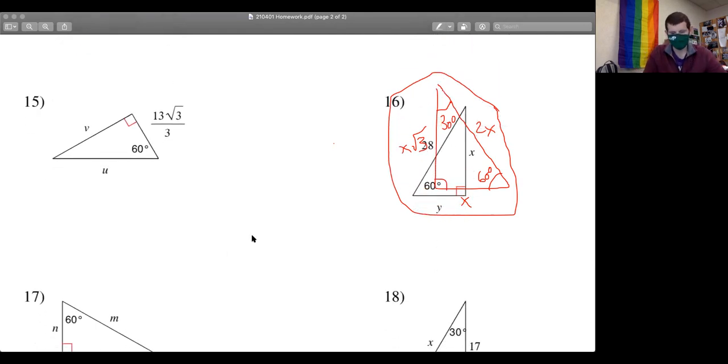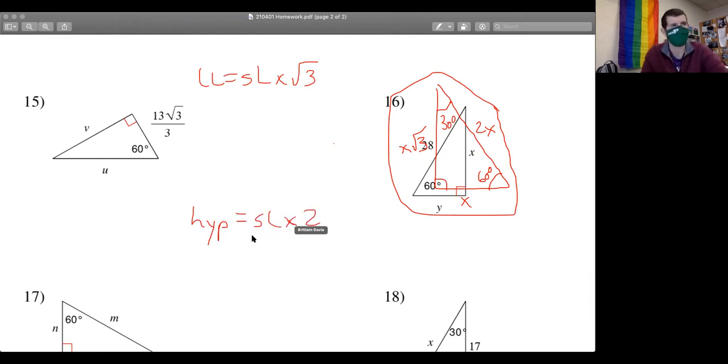And that is, we're going to have to solve for the long leg, which is just the short leg times the square root of 3. And we have to solve for the hypotenuse, which is the short leg times 2. It doesn't matter which one we do first in this case. So whatever, I'll just do the long leg first. So the long leg is v. The short leg is 13 square root of 3 over 3.